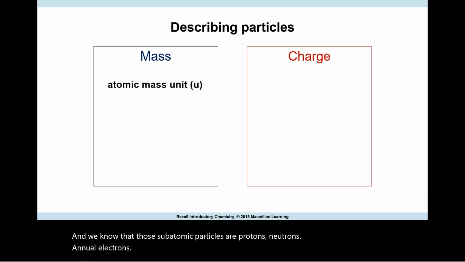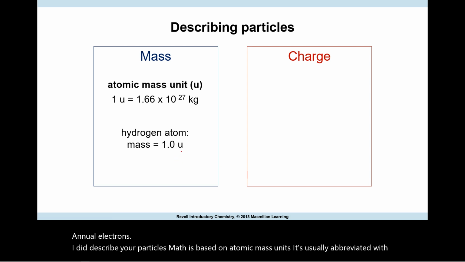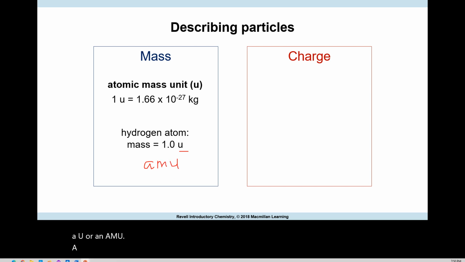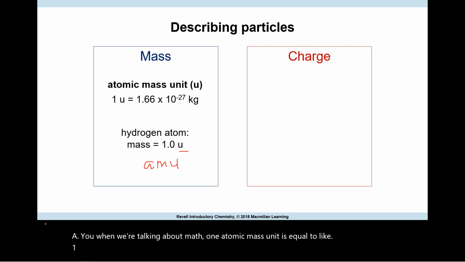All right, to describe your particles, mass is based on atomic mass units. It's usually abbreviated with a U or an AMU. AMU when we're talking about mass. 1 atomic mass unit is equal to like 1.66 times 10 to the negative 27 kilograms. That means it's a very, very small number.